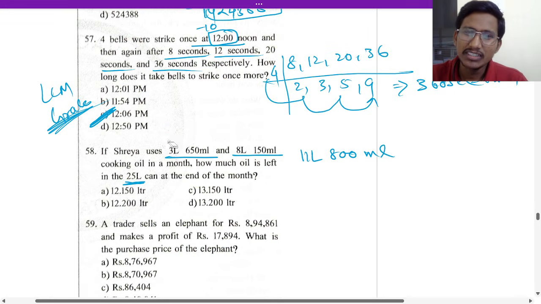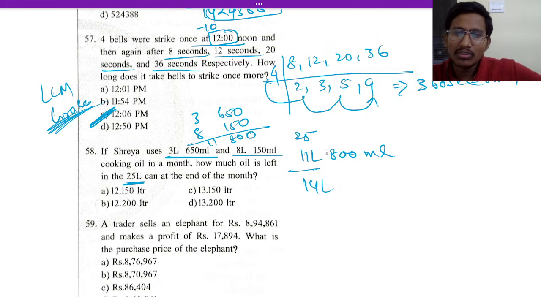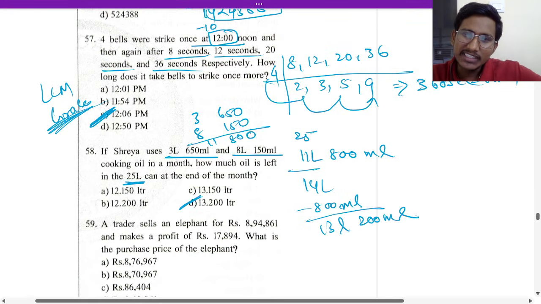Just add them both. So that is 3 liters 650 and 8 liters 150, if you add, that will be 11 liters, and here 800 ml. So 11 liters 800 ml. From 25 liters, if you minus 11 liters, you will get nearly 14 liters. From that we also have to minus 800 ml. If you minus 800 ml, 13 liters and 200 ml will be the answer. Option D.